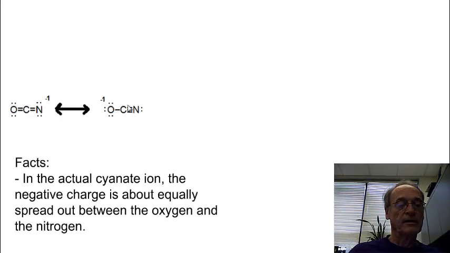Also, here's another fact. The negative charge in the cyanate ion doesn't really reside on the nitrogen exclusively, nor does it reside on the oxygen exclusively. If you measure where the negative charge is in this molecule, it's actually somewhat on the oxygen and somewhat on the nitrogen. It's sort of spread out.